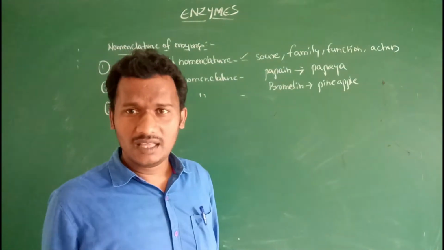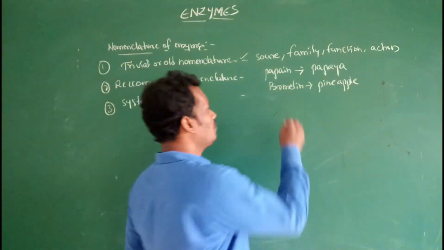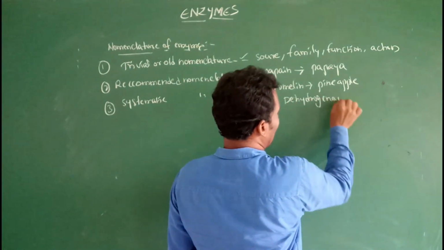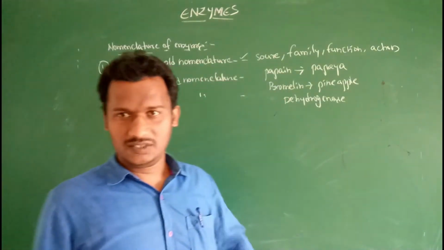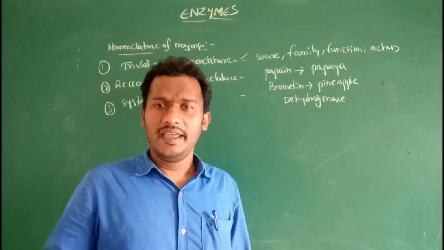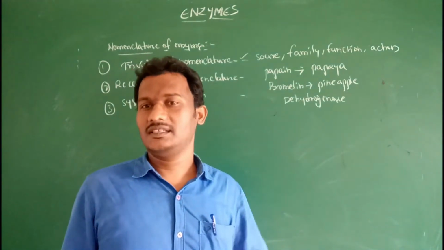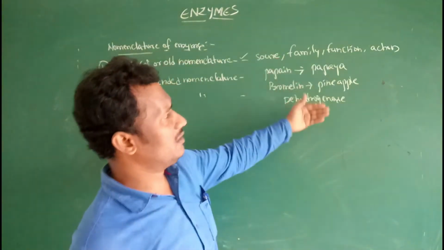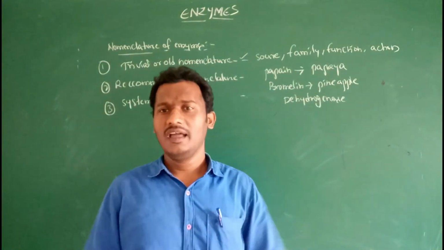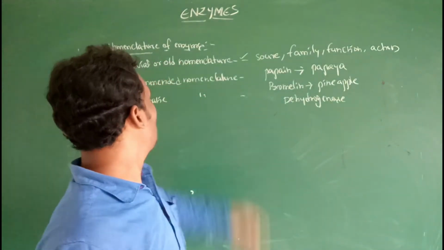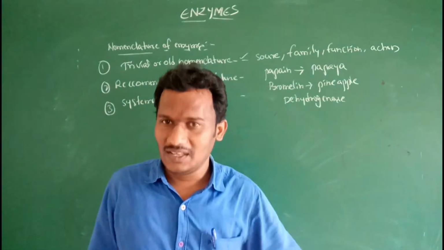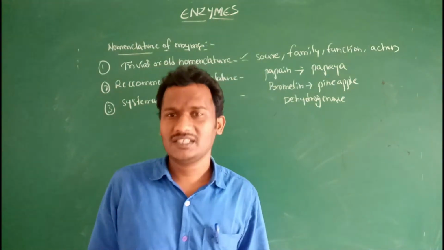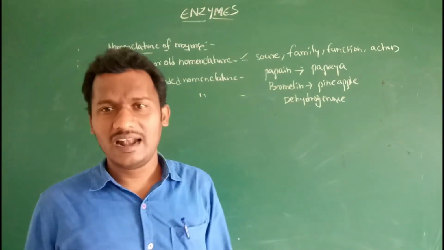Next one, based on the function, a number of dehydrogenase enzymes, such as glyceraldehyde 3-phosphate dehydrogenase, etc. Next one, nucleases, lipases, peptidases, proteases, amylase, etc. So based on the function and action, names are provided to enzymes. This method is known as trivial or old nomenclature. So in trivial old nomenclature, names are provided to enzymes based on source, family, function and action.